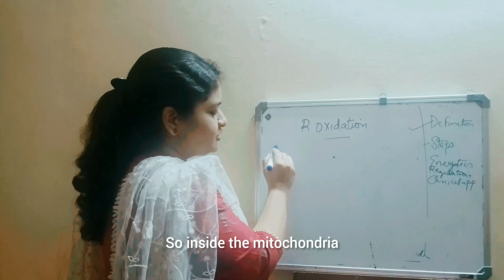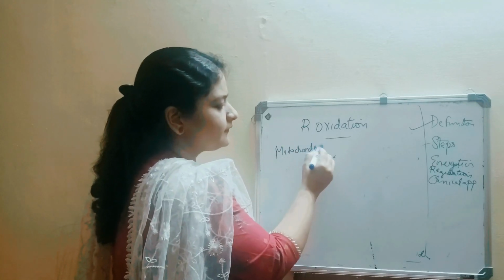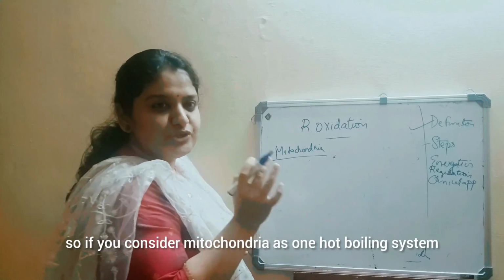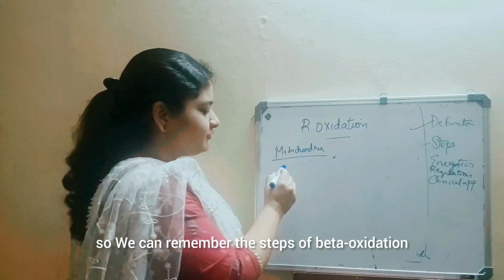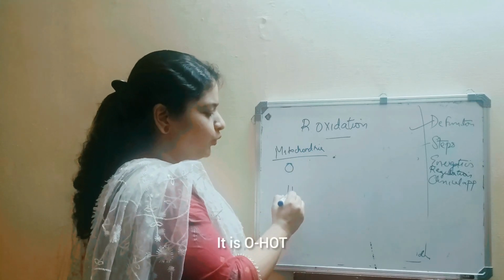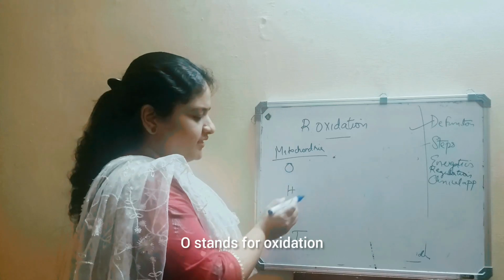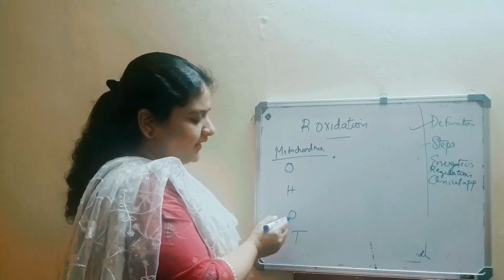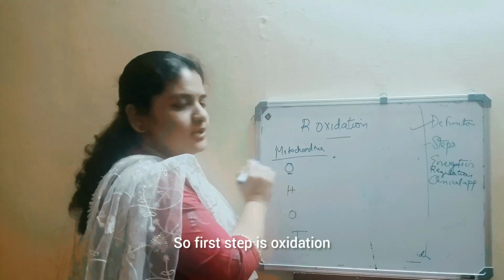So inside the mitochondria, if you consider mitochondria as one hot boiling system, we can remember the steps of beta oxidation. That is O HOT. O stands for oxidation, H for hydration, again oxidation, and then thiolase, the breaking down. So the first step is oxidation.